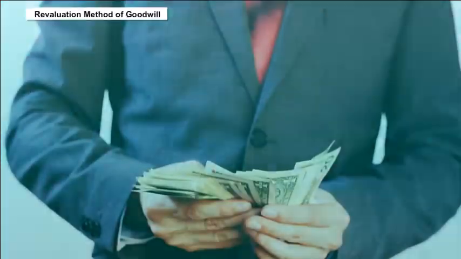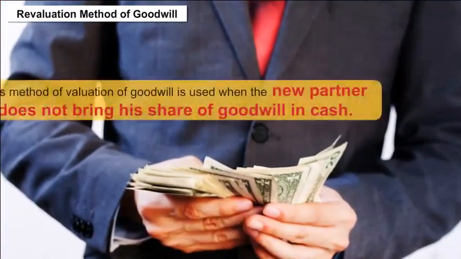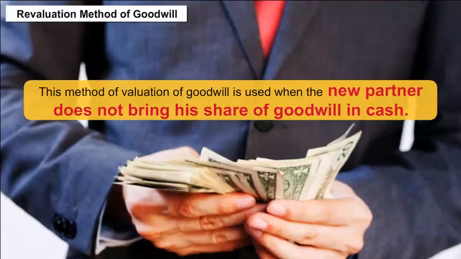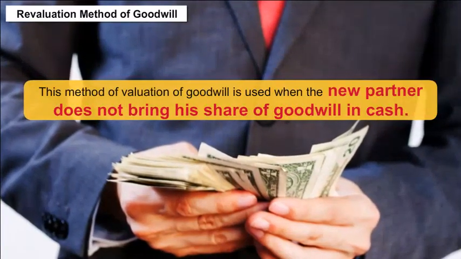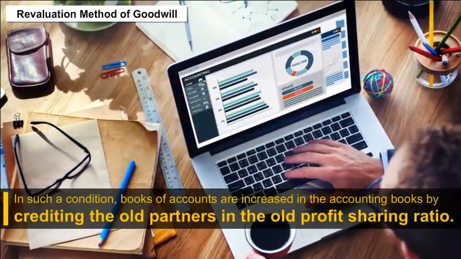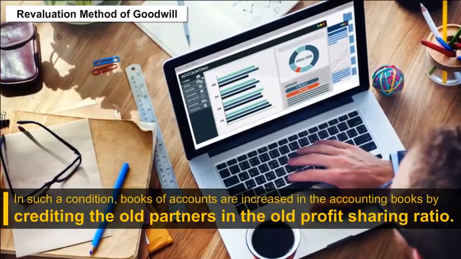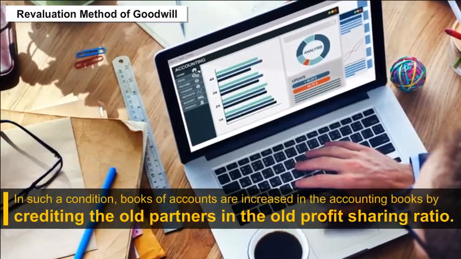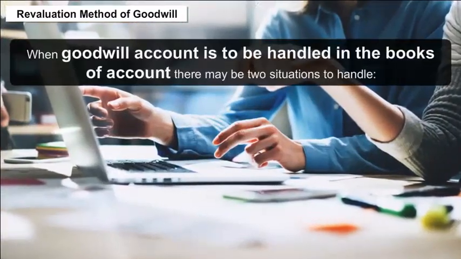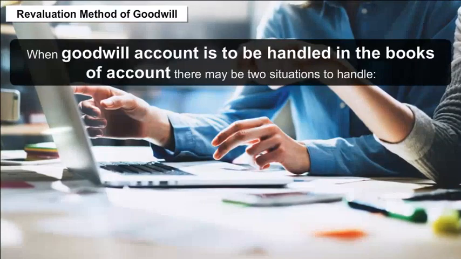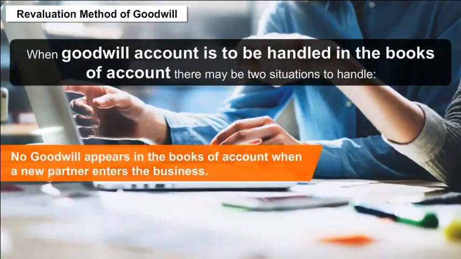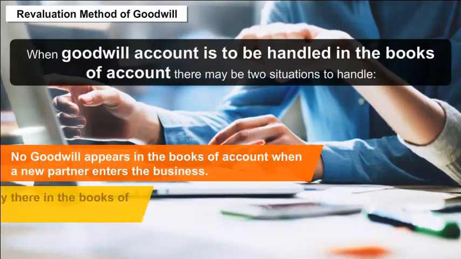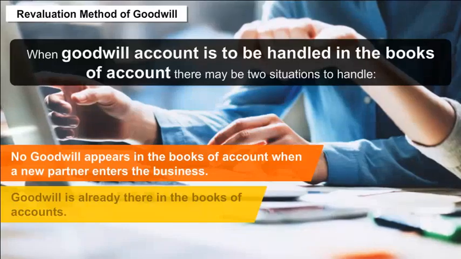Revaluation method of goodwill. This method of valuation of goodwill is used when the new partner does not bring his share of goodwill in cash. In such a condition, goodwill is raised in the accounting books by crediting the old partners in the old profit-sharing ratio. When the goodwill account is to be handled in the books of account, there may be two situations. No goodwill appears in the books of account when a new partner enters the business. Goodwill is already there in the books of accounts.